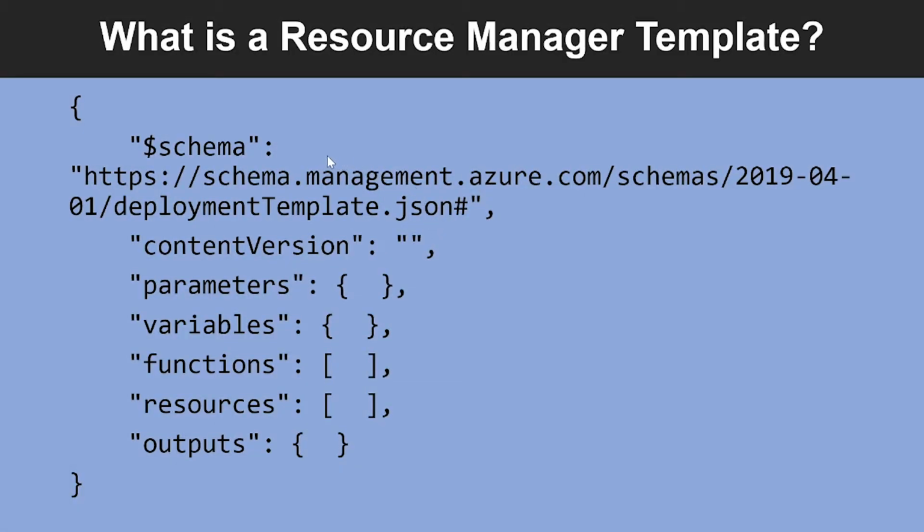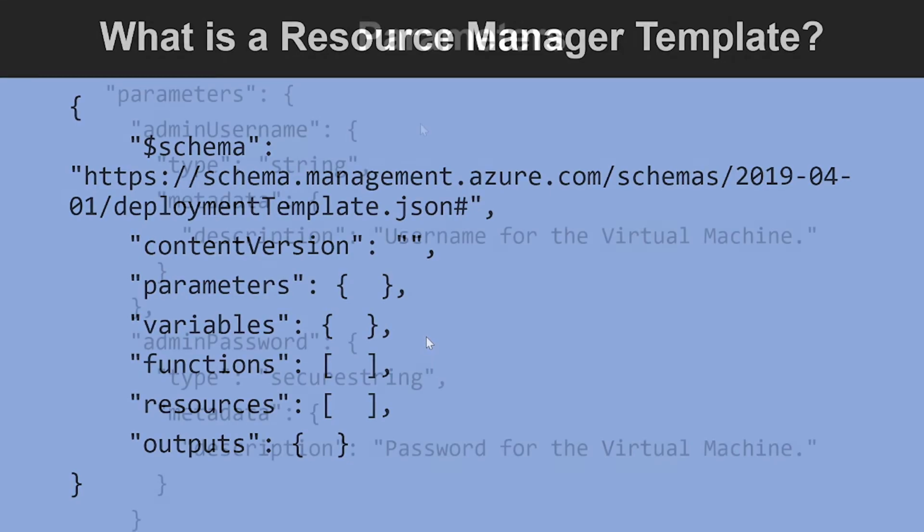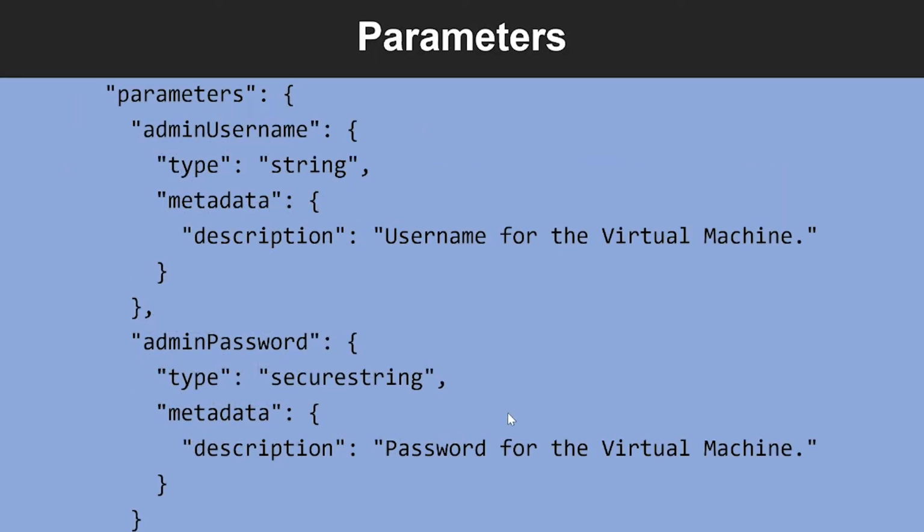A Resource Manager template can contain these sections, and these are expressed using JSON notation, but are not related to the JSON language itself. These sections are parameters, variables, functions, resources, and outputs. Let's have a look into these in detail. Parameters specify which values are configurable when the template runs. This example illustrates two parameters, one for a VM username and one for the VM password.